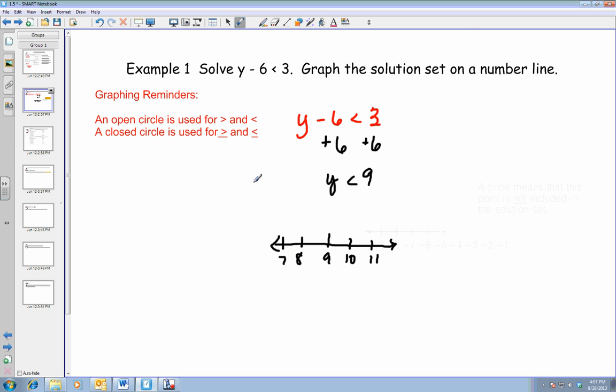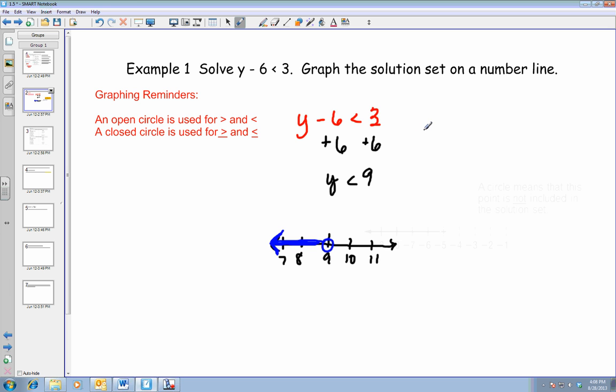Okay. Now we're going to graph this. So when I graph this, I'm going to go to my answer, y is less than 9, and I'm going to circle 9. It's going to be an open circle because it does not include 9. It's all the numbers less than 9, not including the number 9. So if I want to graph all the numbers to the left, that are less than 9, I'm going to go this way. You're going to shade it in and put an arrow saying that it's all those numbers to the left of that. So all of these numbers that are shaded in should work when I plug them in. I'm going to check it.